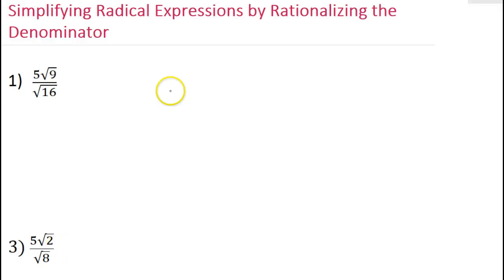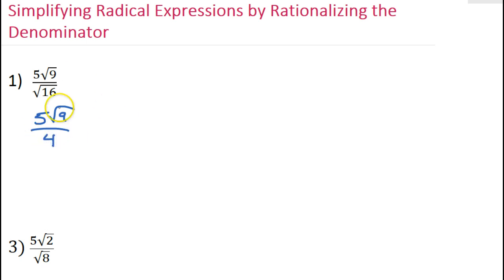In this video, I will show you how to simplify radical expressions by rationalizing the denominator. So in most cases, you should start by simplifying the denominator. In this case, the denominator is simply the square root of 16. And we know that the square root of 16 is just going to be 4. So this is going to immediately give us 5 radical 9 over 4.